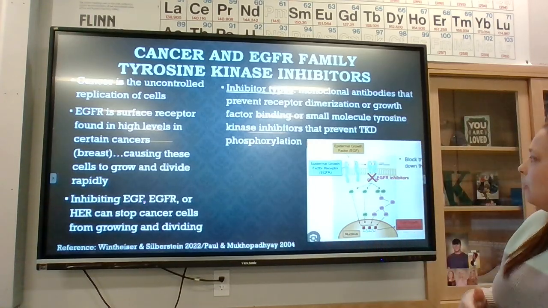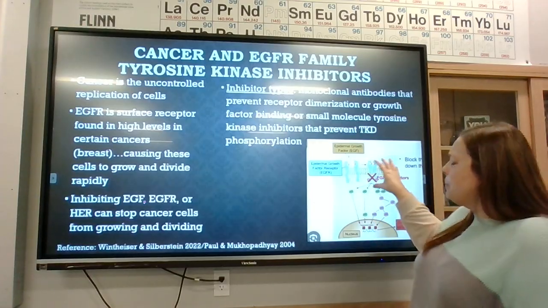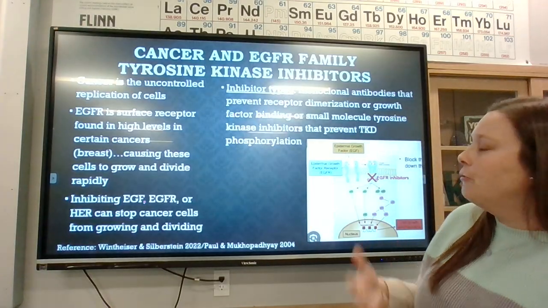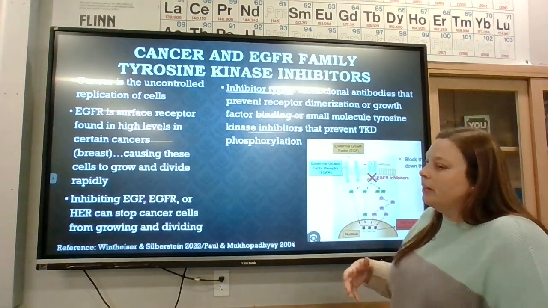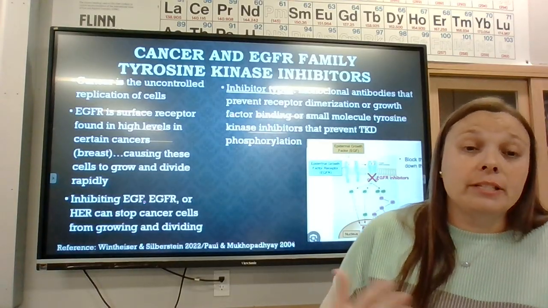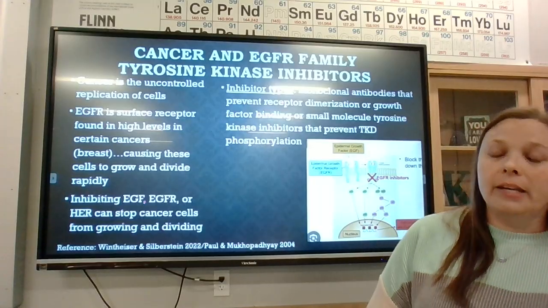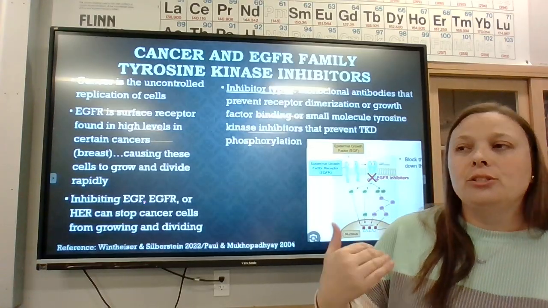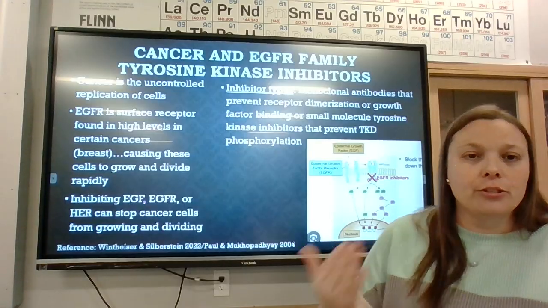The second way that we can stop that is by attaching some sort of inhibitor to the enzyme itself. And if we perform that, of course, that's going to change the conformation of the enzyme and potentially stop it from working. Again, not going to send signals for the cancer cells to grow and divide.